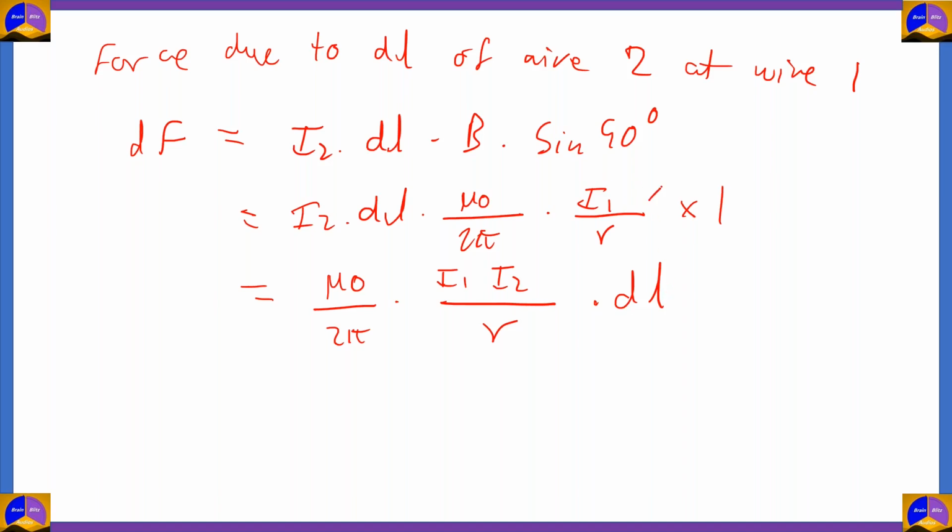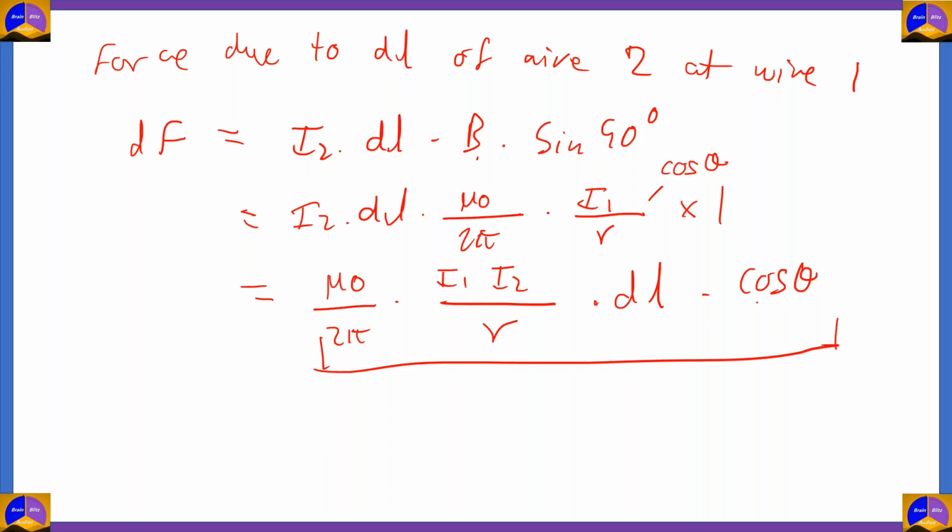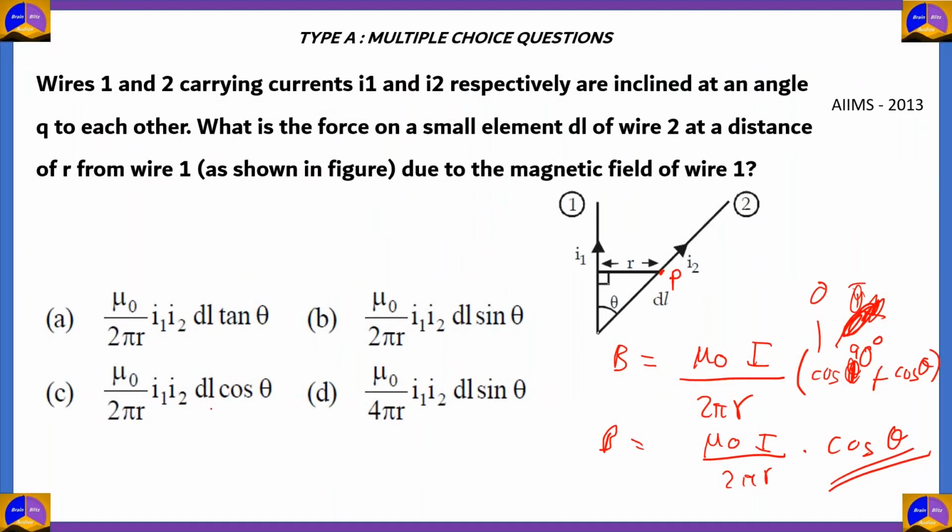Now, the magnetic field also has a cos theta in it, so dl times cos theta. So the magnetic field is mu naught by 2 pi into I1 by r times cos theta. Therefore, this quantity, mu naught by 2 pi into I1, I2 by r times dl times cos theta, will be similar to option C. Now over here, the r goes into the mu naught side, so it becomes mu naught by 2 pi r and then I1, I2 dl cos theta. But anyways, it still says the same. So option C is the right option.